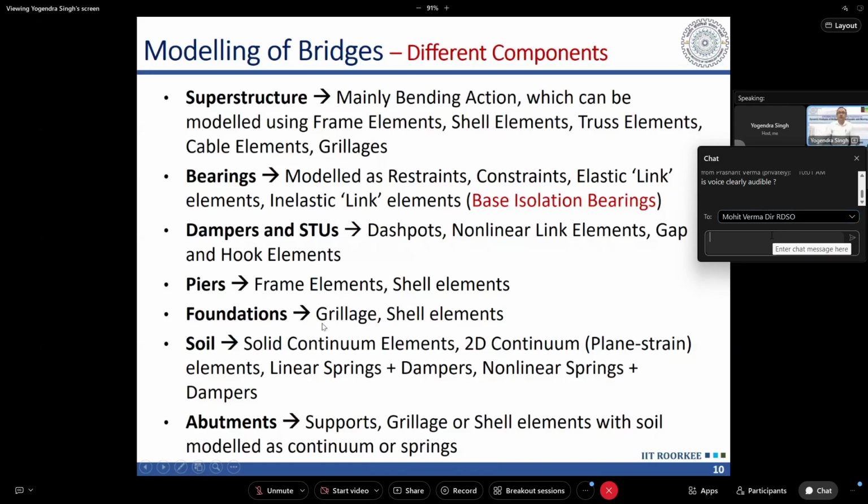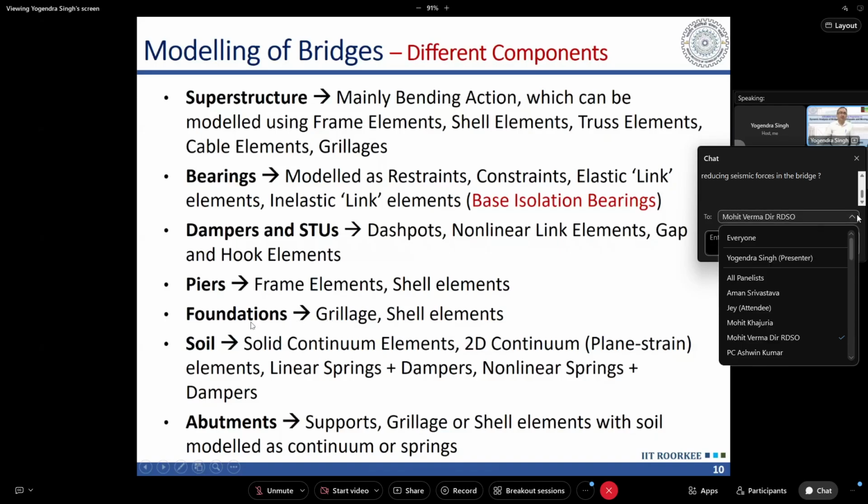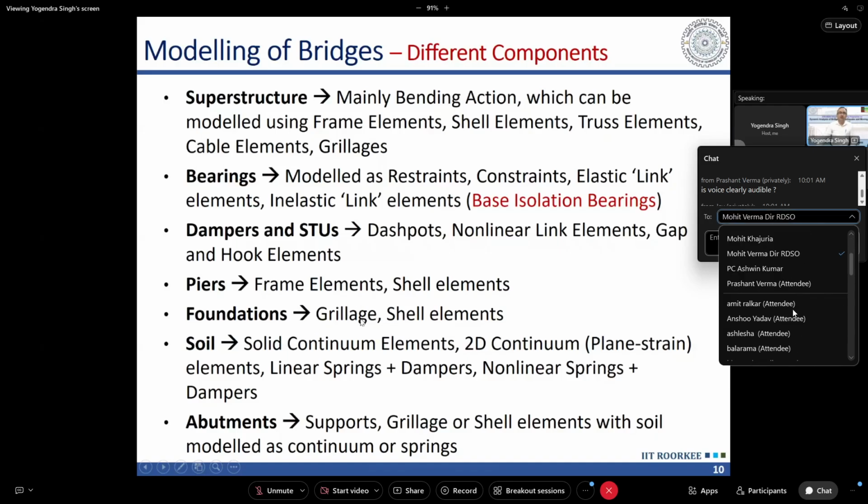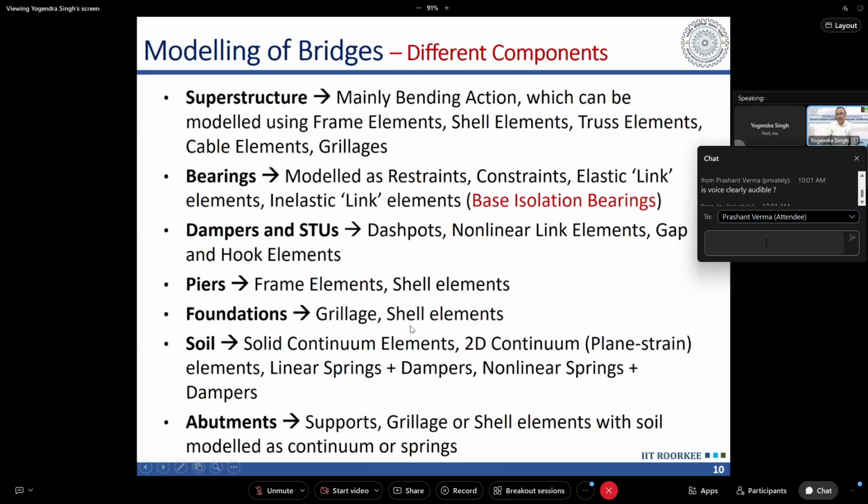Then the foundation on which the bridge is resting is important. So we model the foundations either as grillage. For example, if it is an open foundation, we can model it using a grillage or using shell elements also. Similarly, if it is a pile cap, we are using a pile group as the foundation. So piles we can model as frame elements, and pile cap we can model as shell elements. Then the soil surrounding the foundation is also affecting the behavior of our structure. That is also providing some flexibility for our bridge to move.